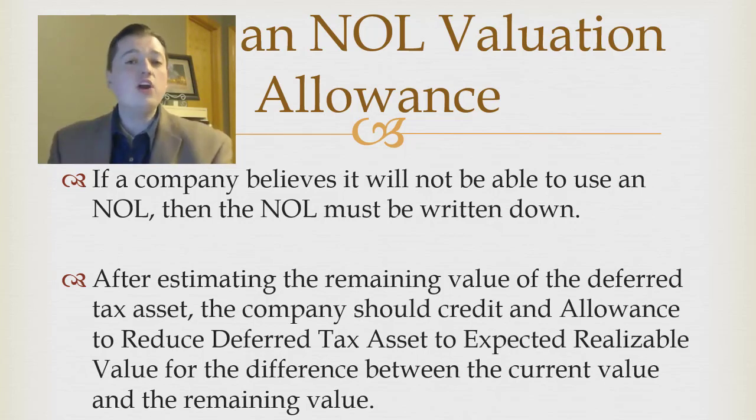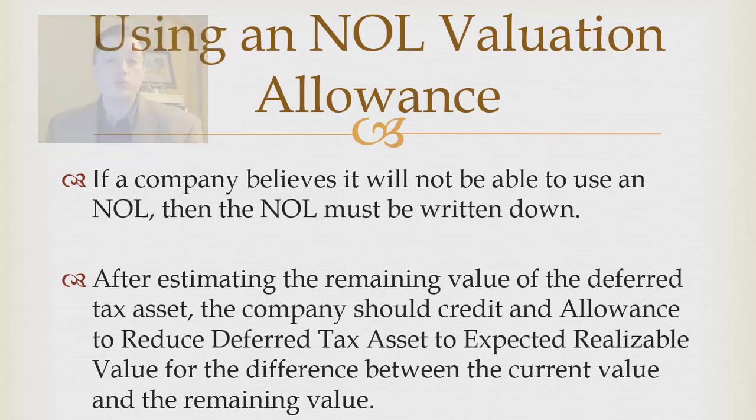So for various reasons, an NOL may become unusable, or at least less usable than we thought it was going to be. When that happens, we don't write down the deferred tax asset account. What we do instead is we create an allowance. And the reason we use an allowance account is because taxes are so volatile that I might think here in 2016 that I'm not going to get to use all of my NOL from 2006, back from the example we were using in our last segment.